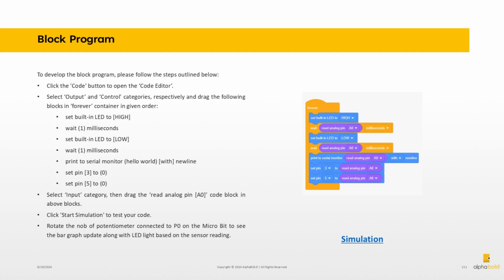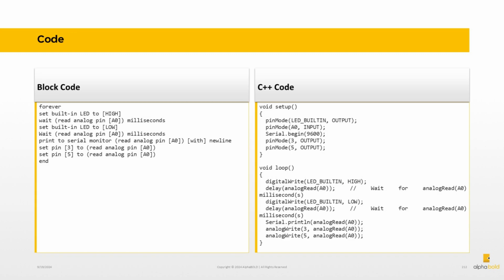Rotate the knob of potentiometer connected to P0 on the microbit to see the bar graph update, along with LED light based on the sensor reading. You can view the block code and equivalent C++ code here.